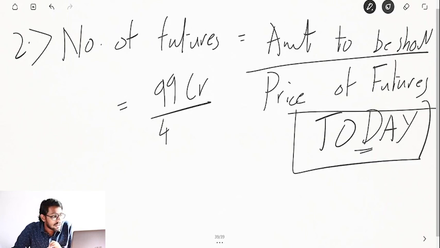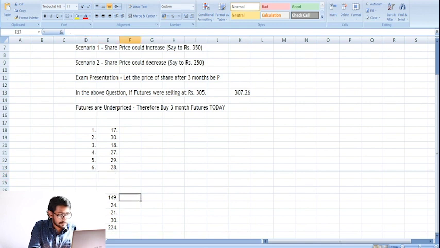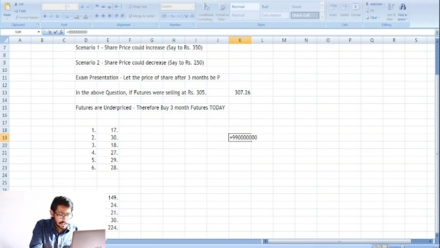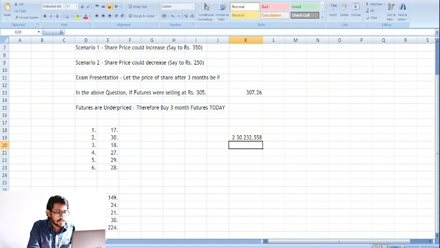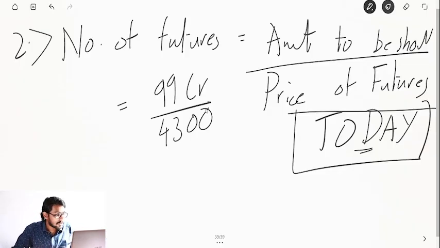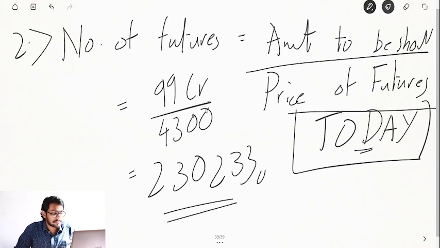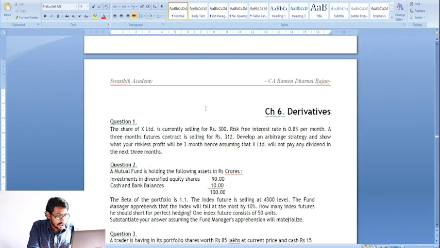99 crore divided by 4300. I need Excel to solve that. 99 crores divided by 4300, you will get 2,30,232. Don't take the decimal. You will get 2,30,233 units. Now we also know that one future contract consists of 50 units.